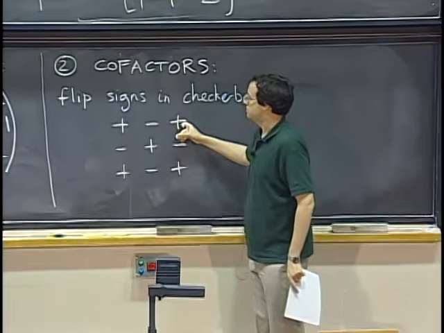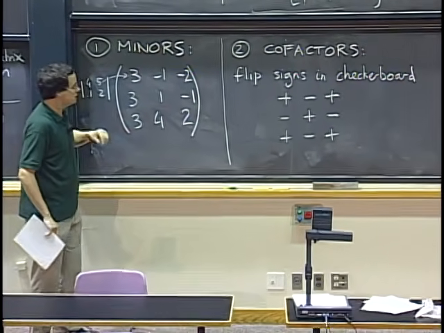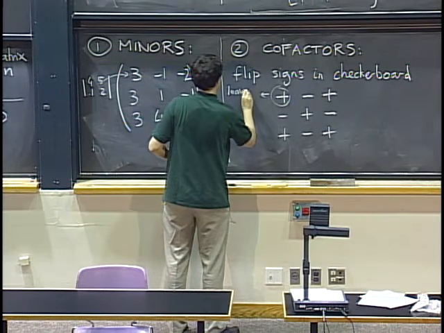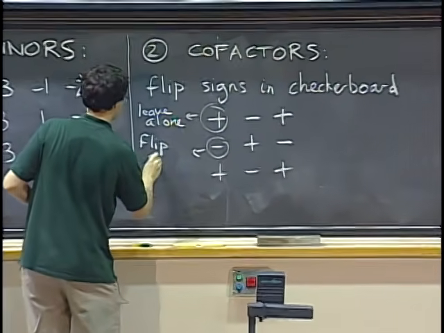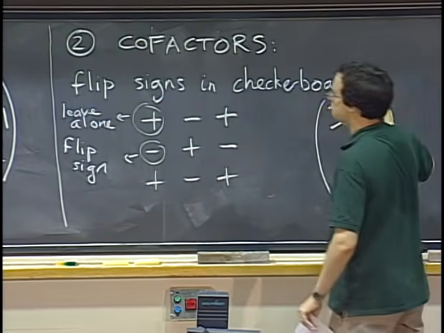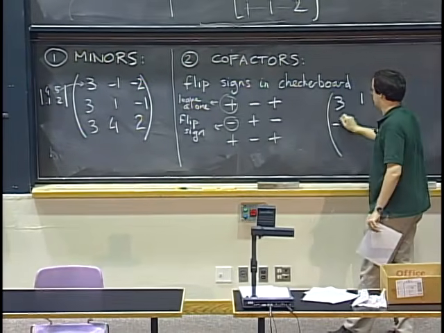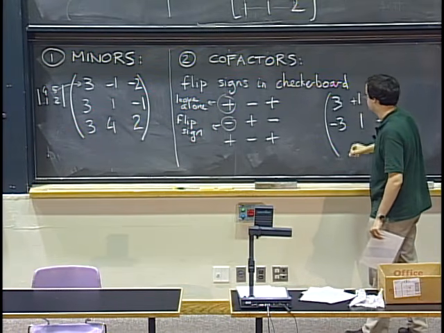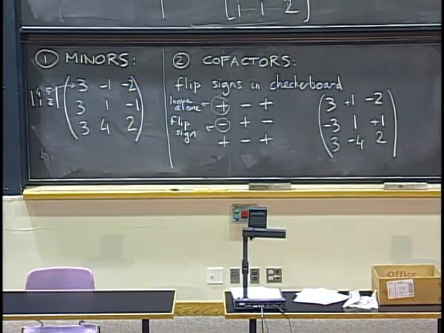So what do I mean by that? I don't mean make this positive, make this negative, and so on. That's not what I mean. What I mean is if there's a plus, that means leave it alone. We don't do anything to it. If there's a minus, that means we flip the sign. So here we get 3, then 1, minus 2, minus 3, 1, plus 1. Maybe I'll put pluses just to emphasize. 3, minus 4, and 2. That step is pretty easy.